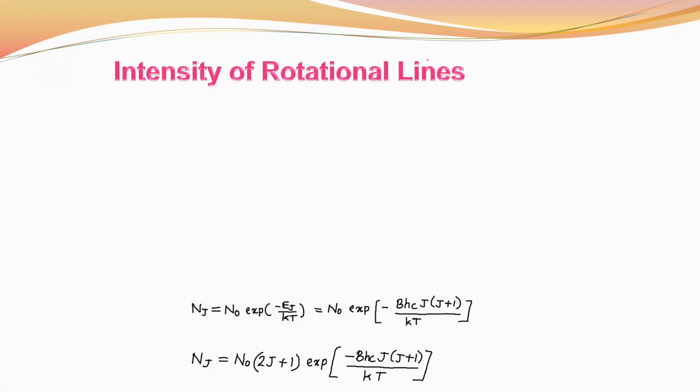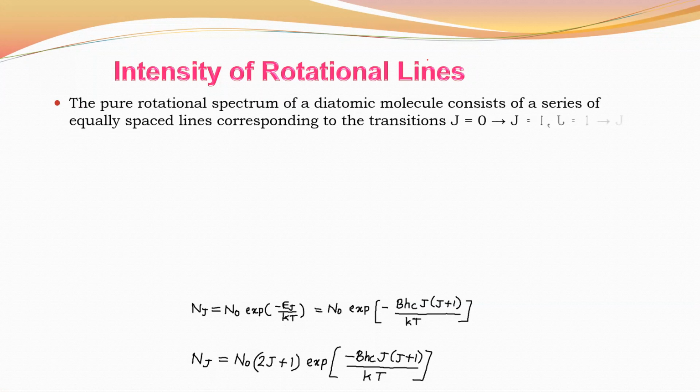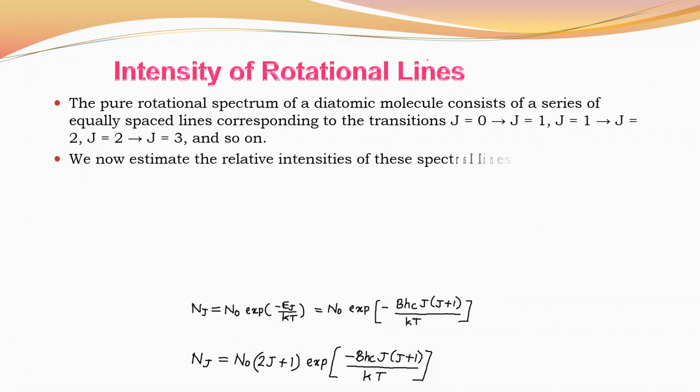Now we are going to analyze the intensity of the rotational lines. We have seen that the pure rotational spectrum of a diatomic molecule consists of a series of equally spaced lines corresponding to the transitions from 0 to 1, 1 to 2, 2 to 3, and so on. Now we estimate the relative intensities of these spectral lines.